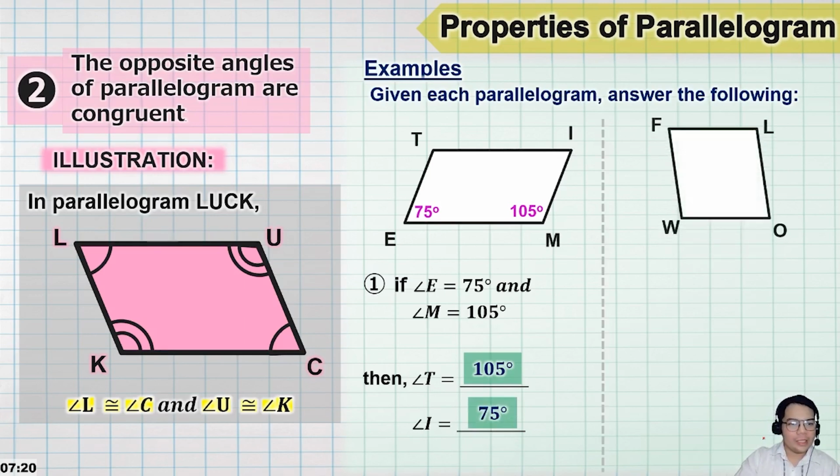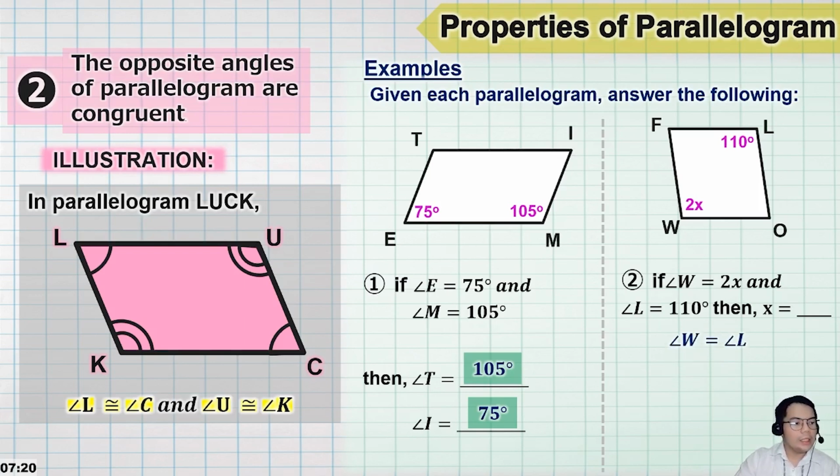Ayan. Next, let's have this parallelogram FLOW naman. Yan. So, the same application as what we are having with opposite sides are congruent. Ganun din, pwede natin i-apply just in case ng values ng ating mga angles is represented by a given variable. For example, we have here angle W measures 2x and angle L measures 110 degrees. Since we know that opposite angles of a parallelogram are congruent, ibig sabihin, pwede nating sabihin na angle L is congruent to angle W, they are equal.